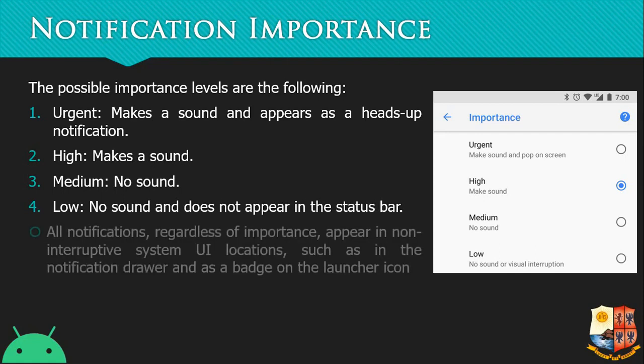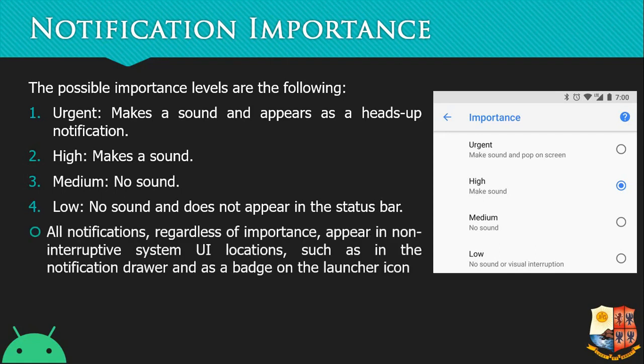Okay, that's all. Notifications regardless of importance will appear in a non-interruptive system UI location like the notification drawer. What do I mean by notification drawer? When you normally swipe from the top to the bottom, this part, that is called the notification drawer. The moment you draw it down, and you see Wi-Fi on, switch off, like that, it is called the notification drawer.